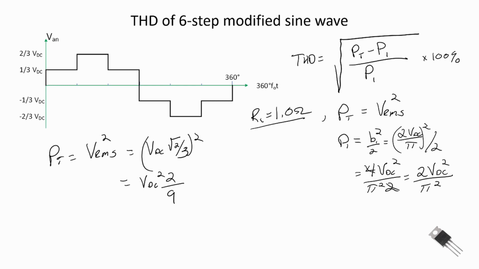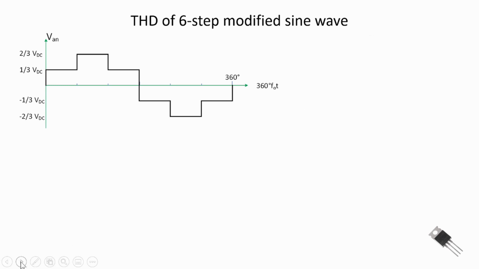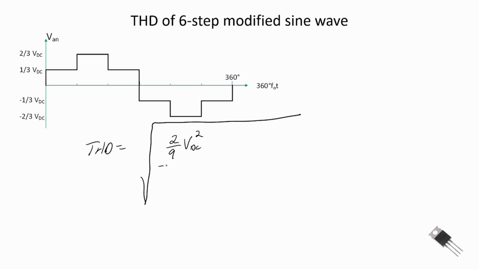Now we can plug these two values into our total harmonic distortion equation, and I'm going to do that on a fresh sheet. And so we get our total harmonic distortion is equal to the square root of our total power squared, which is going to be 2/9 VDC squared divided by the power in the fundamental, which is equal to 2 VDC squared divided by pi squared, minus 1.